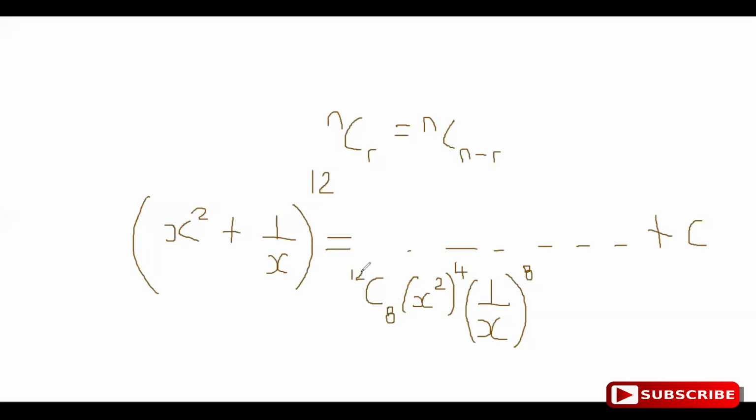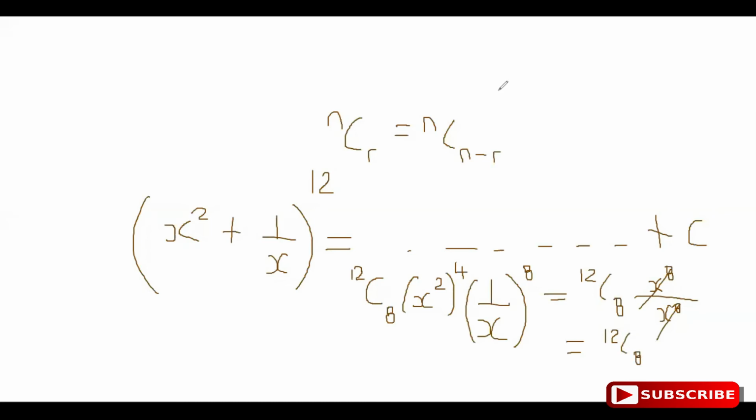Think about it, because this part now ends up being 12 choose 8 times x to the 8, because x squared to the 4th power is x to the 8. And then we divide by 1 over x raised to the 8th power, which is just x to the 8. And so x to the 8 cancels x to the 8, which just leaves 1. And so you're just left with 12 choose 8. So 12 choose 8 is the answer.